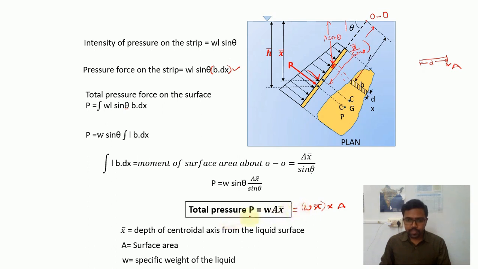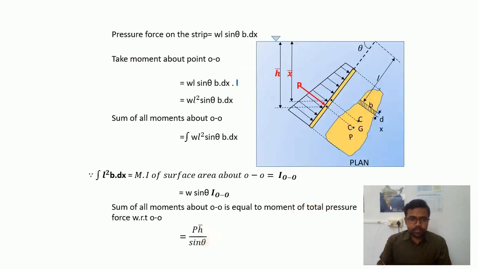Okay, so the total pressure force P is equal to W A x bar. Here, W is the specific weight of the liquid, A is the surface area, and x bar is the centroidal axis distance from the surface. Next is the center of pressure. We know how much the total pressure force is, and we have to know where it is acting, the point of application, with respect to the liquid surface.